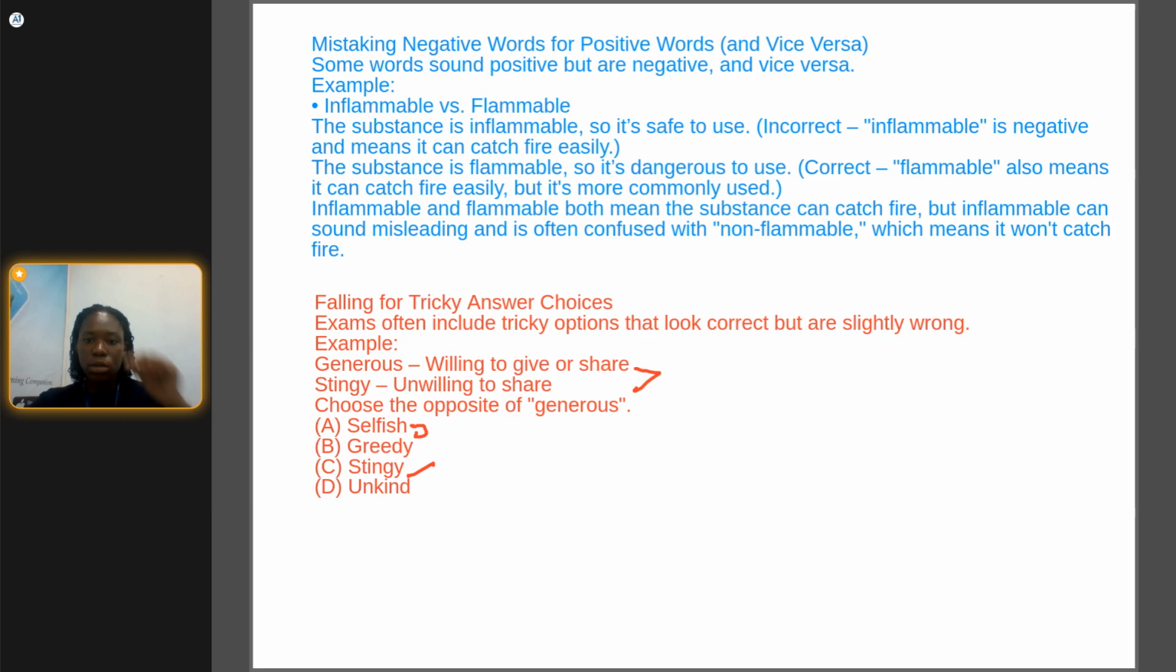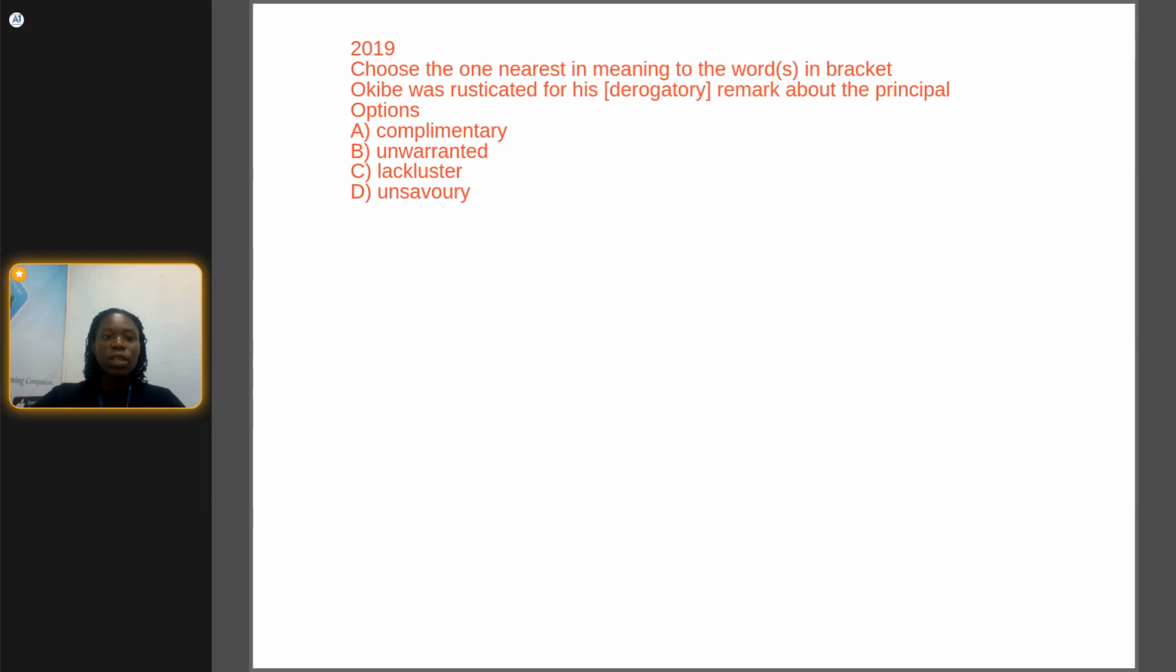All right, so we have come to the end of the class. Let's quickly look at one past question, a UTME past question, and this is from 2019. All the questions that I give to you, once I mention the year, just go ahead and look for the section on nearest in meaning or opposite in meaning. You will find these questions there, and as much as possible, kindly go over them and see the ones you can, using all the tips that we have talked about in class.